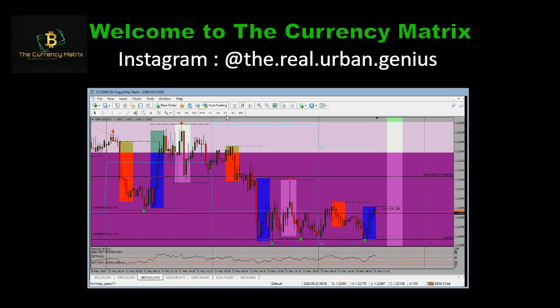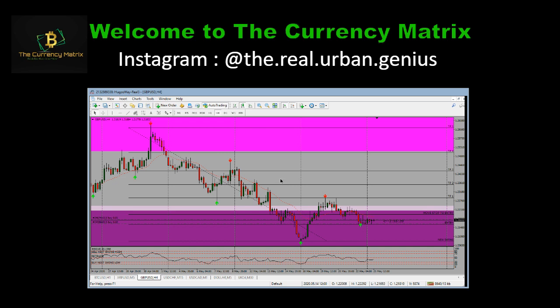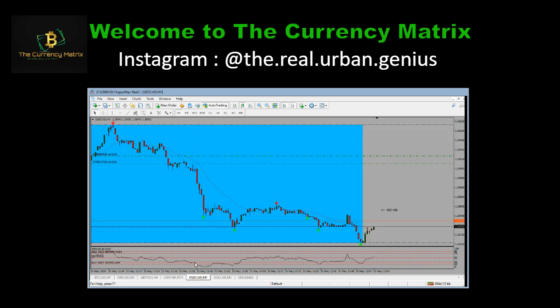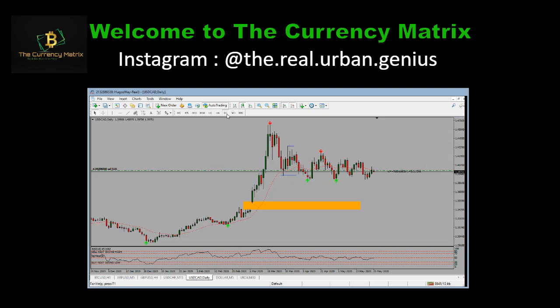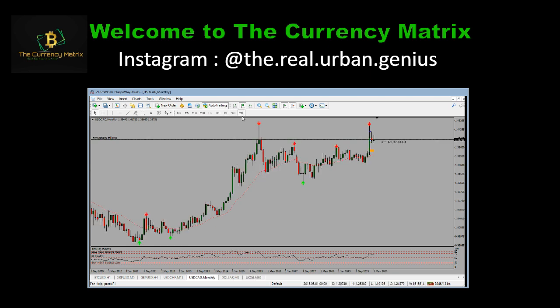Now what I will do is I'll come in here and we'll go ahead and save this template, and we'll save. Now we'll proceed to move on to the CAD. So now let's begin to do the key charted levels on the USD CAD.